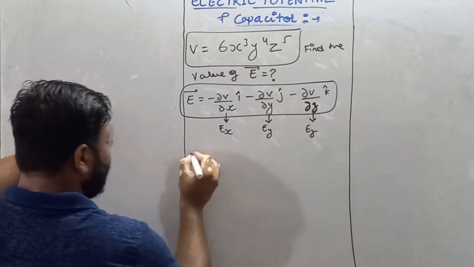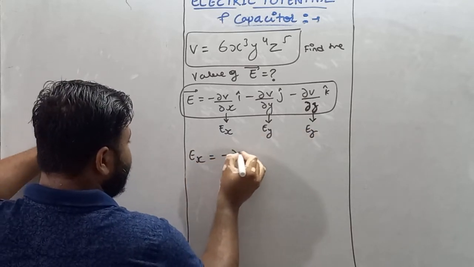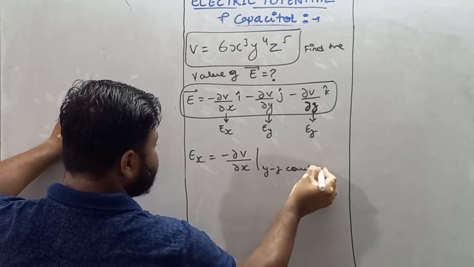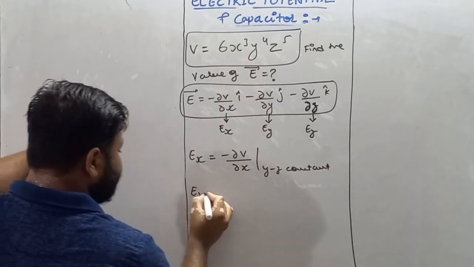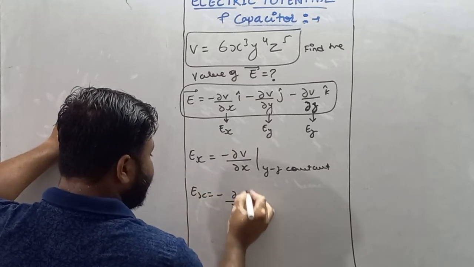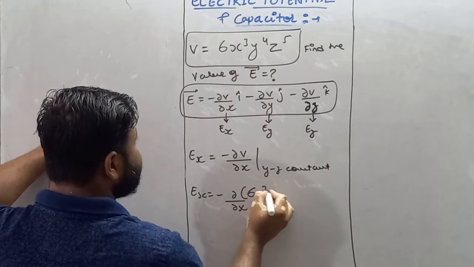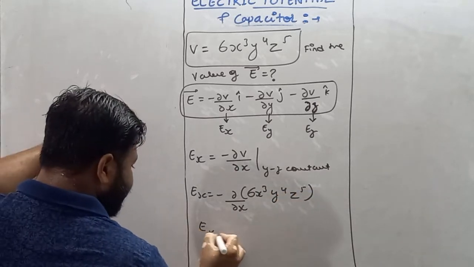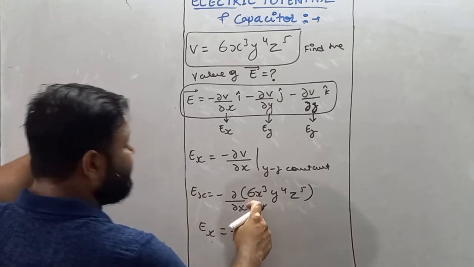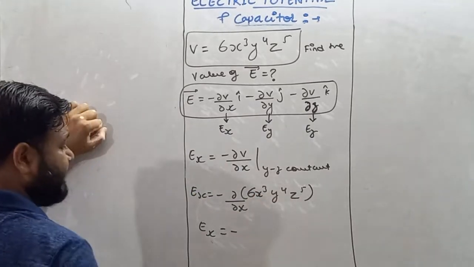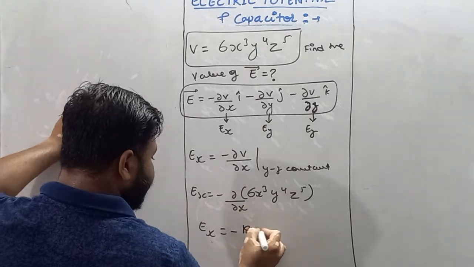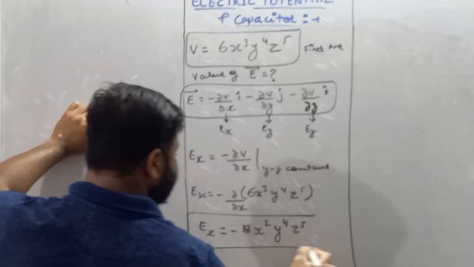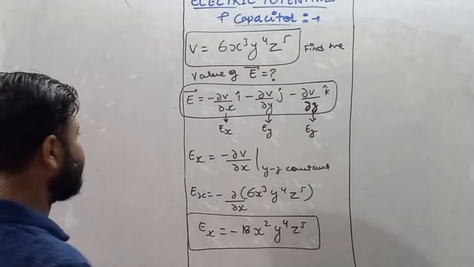So first we have to find Ex. It is minus del V by del X, keeping Y and Z constant. So Ex is equal to minus del over del X of the value of V, 6x cube y raised to the power 4 z raised to the power 5. We differentiate only x, keeping y and z constant. So 6 threes are 18, x square y raised to the power 4 z raised to the power 5. This is the value of electric field along the x-axis.